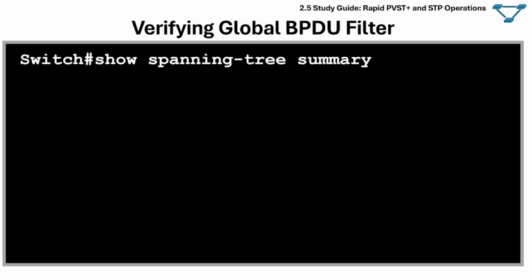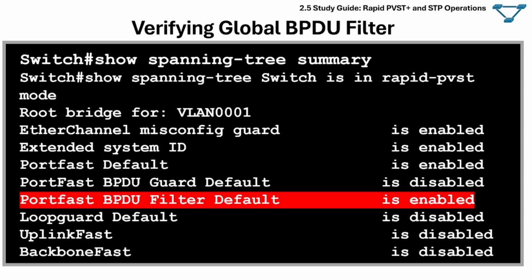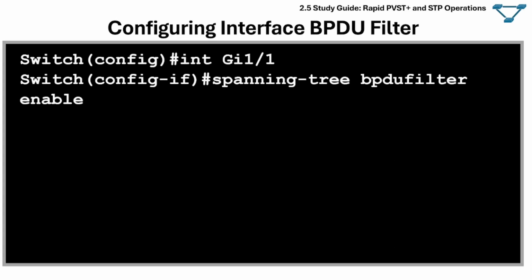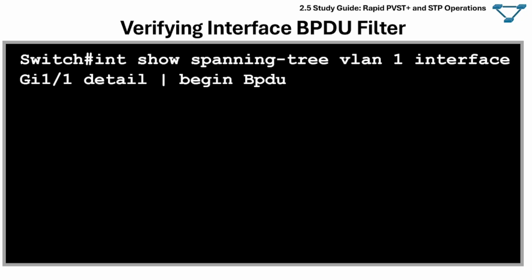The following command shows how we verify if BPDU filter is configured globally on a switch. The output shows that BPDU filter is enabled. To configure BPDU filter on an interface, we configure it with the command spanning-tree bpdufilter enable under the interface itself. To verify that BPDU filter is enabled on a port, we can use this command.